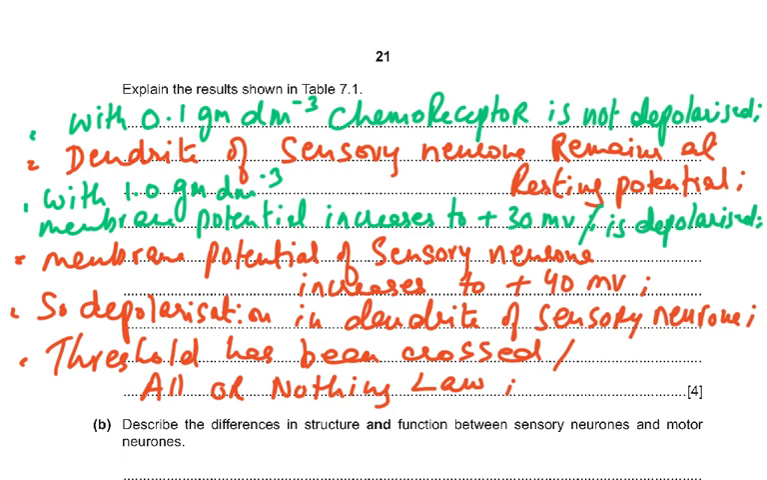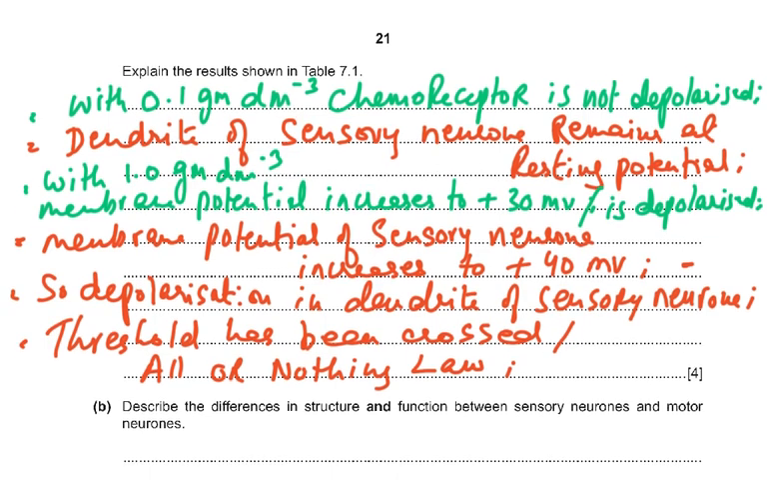With 0.1 gram per dm cube, the chemoreceptor is not depolarized. The dendrite of the sensory neuron remains at resting potential. With 1 gram, the membrane potential increases to plus 30, or you can say it is depolarized. The membrane potential of the sensory neuron increases to plus 40. So there is depolarization in the dendrite of the sensory neuron. The threshold has been crossed, or you can mention the all or none law in the context of any of these cells.